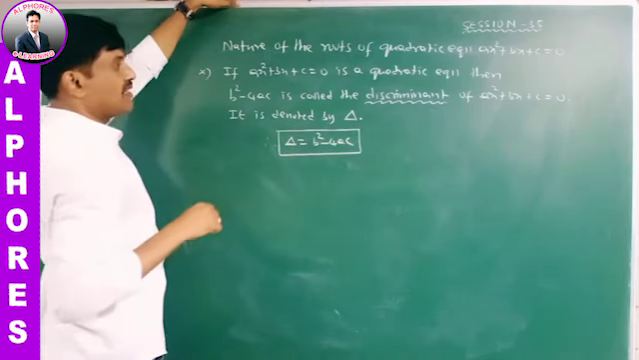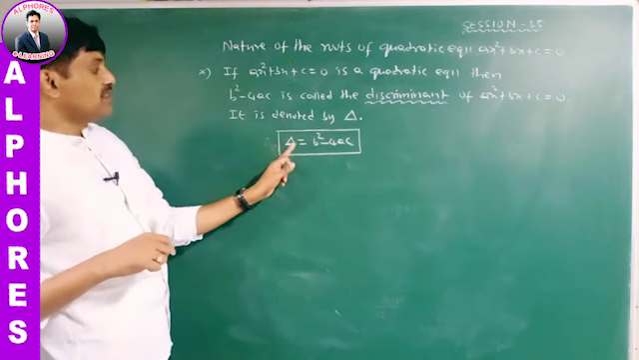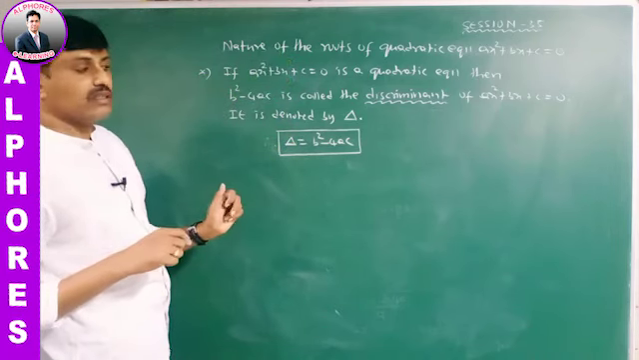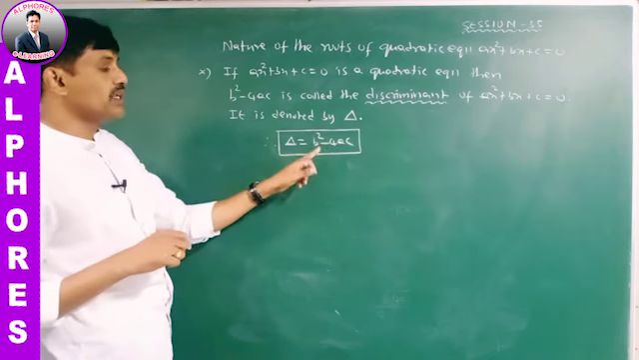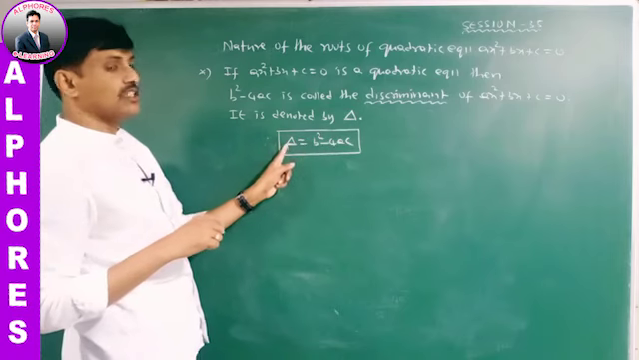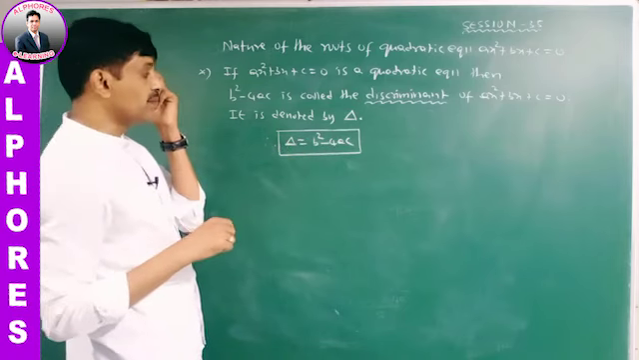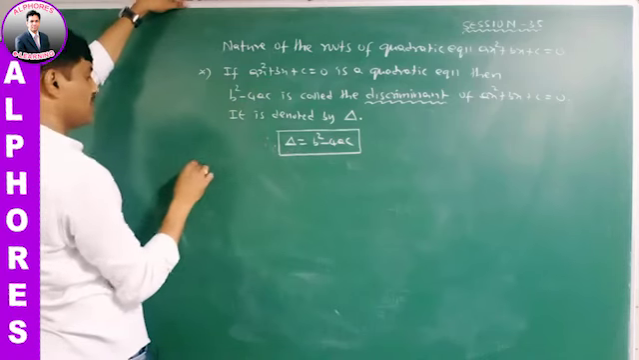Now the nature of the roots always depends upon this delta. Why? Because x is equal to minus b plus or minus root over b square minus 4ac by 2a. In that, b square minus 4ac is the discriminant. It is denoted by delta. Now we have to look here, A, B, C are here.